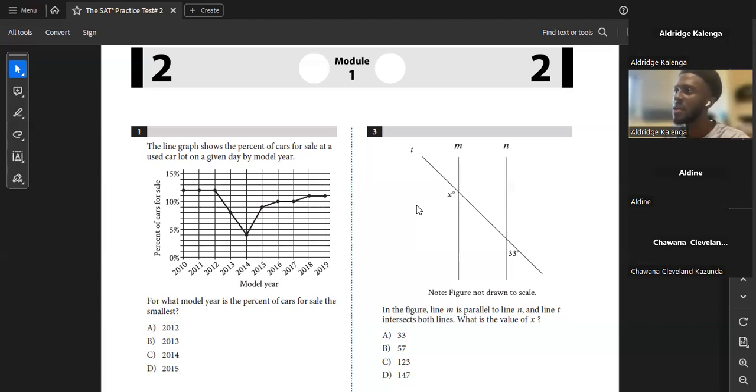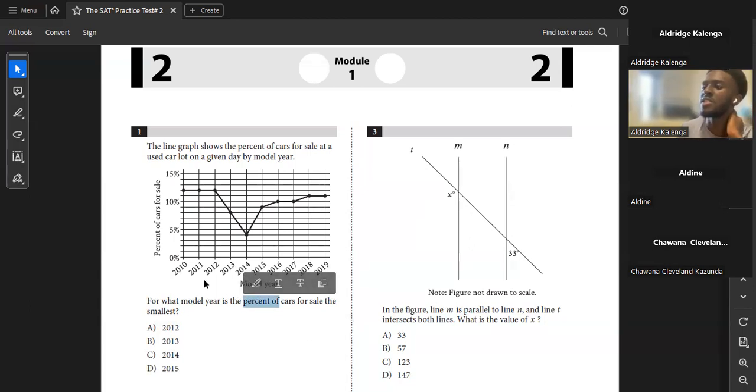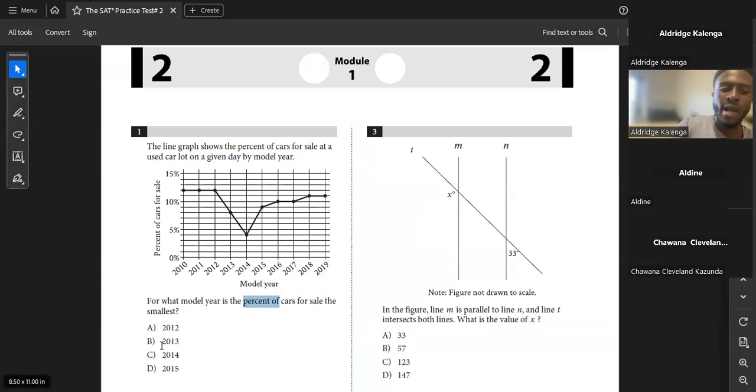Okay, so I guess I'll tell you guys. We're looking for the year with the smallest percent. Our percent scale is on the y-axis here, so we can just look at the lowest point, which is this one, 5%. That's not 5, that's more like 1, 2, 3, 4, 4%, and that's reflecting which year? The year is 2014. So our answer is C. Move on to the next one.